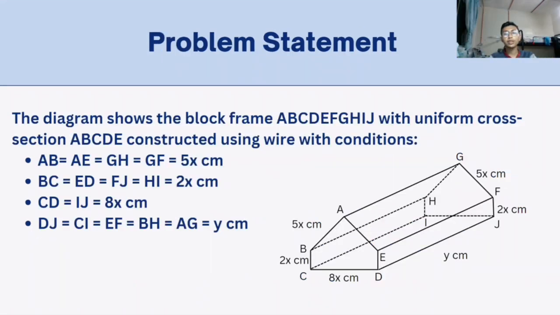Okay, so now let me show you an example of a problem that is related to this topic. The diagram shows the block frame ABCDEFGHIJ with uniform cross section ABCDE constructed using wire with conditions. The length of AB is equal to AE, GH, and GF, which is 5x centimeter. The length of BC is equal to ED, FJ, and HI, which is 2x centimeter. The length of CD is equal to IJ, which is 8x centimeter. Lastly, the length of DJ is equal to CI, EF, BH, and AG, which is y centimeter.